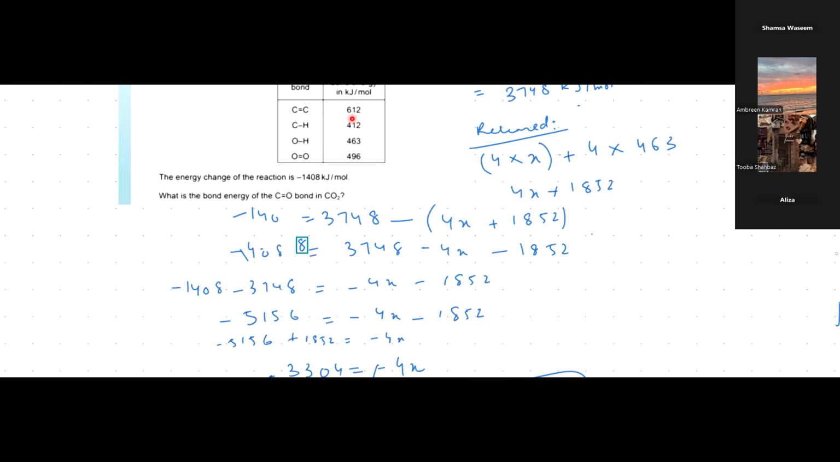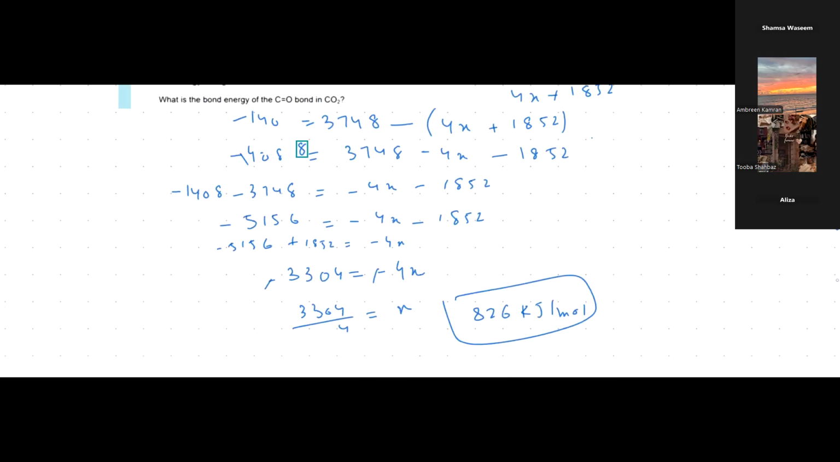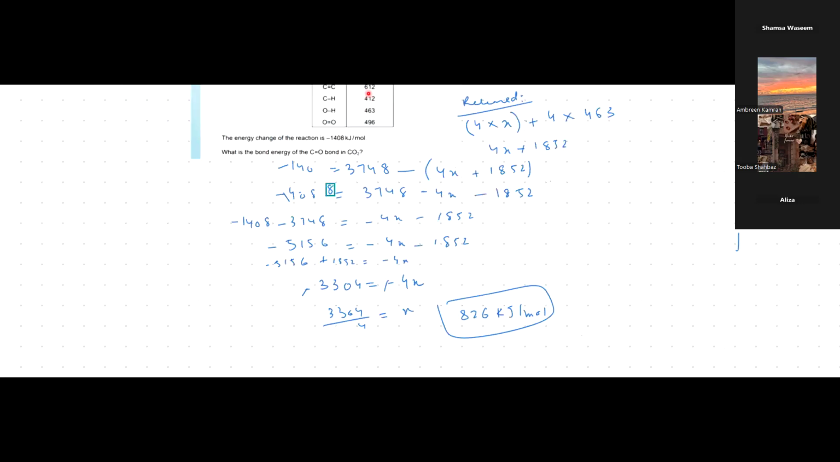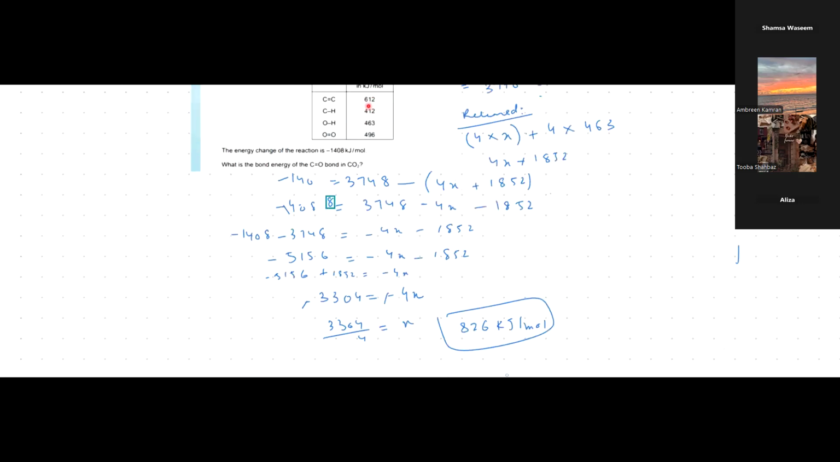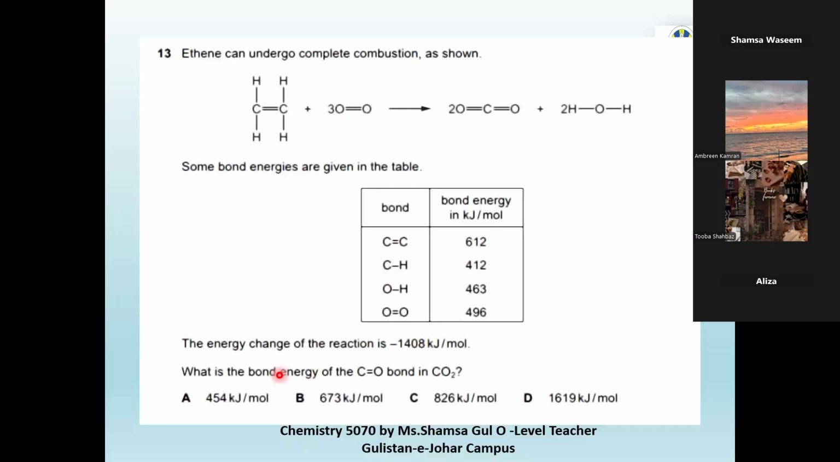So the answer is going to be 826. Have you taken a screenshot? Yes, miss. Okay, so I'll just show you the option and I'll end the class. Right, so it's going to be C, 826. Okay, so this C is the correct option, right? So the bond energy of carbon double bond oxygen is 826.